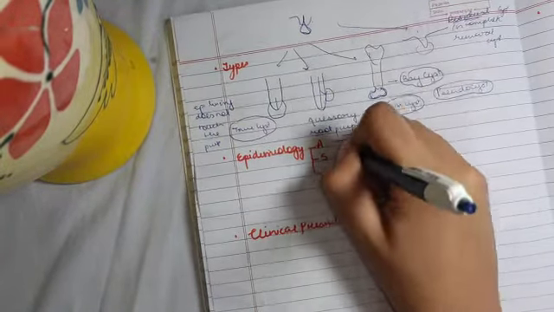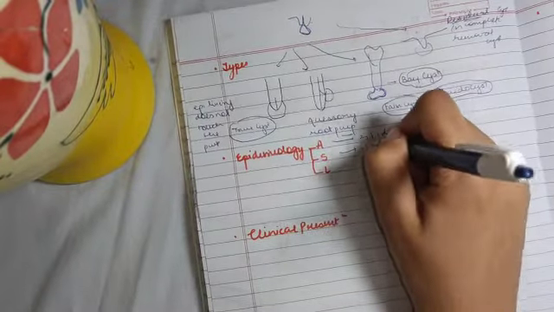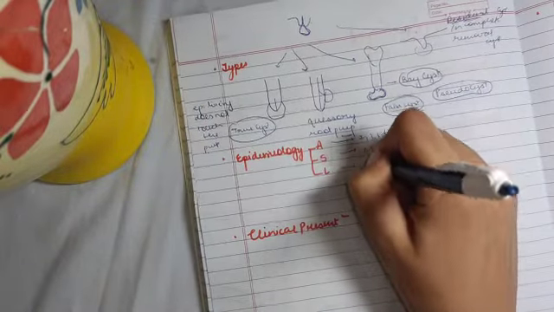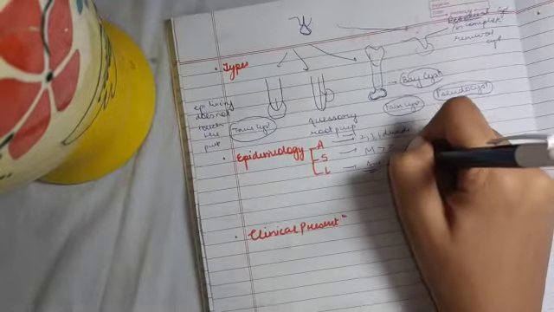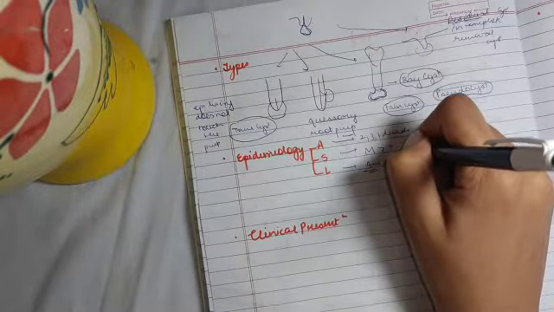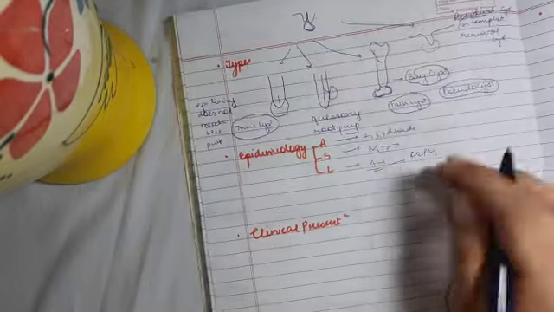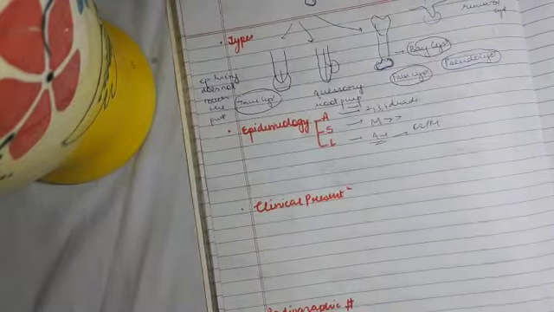You can write, and then it is showing male predilection in sites. Basically, it occurs in the anterior region, that too in the canines and the premolars. All right, now let's talk about the clinical presentation.